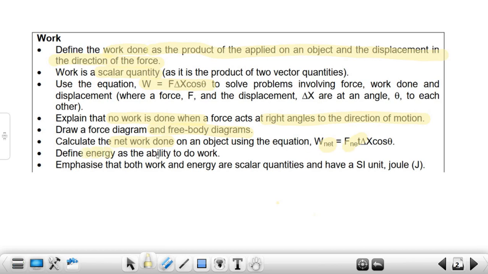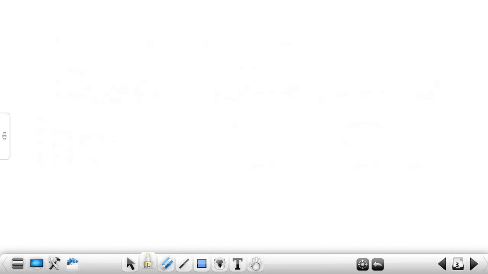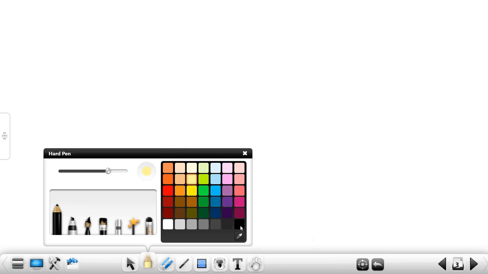Then we have to define energy as the ability to do work and emphasize that both work and energy have the same SI unit, which is capital J for joules. So let's get started. We are first going to look at the formula.